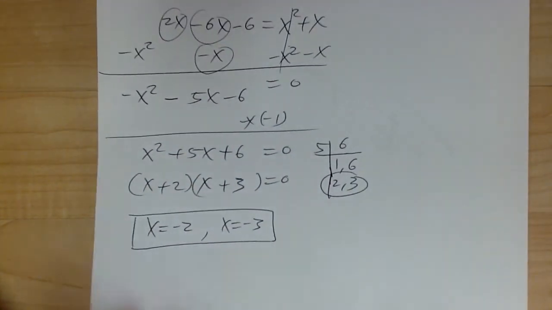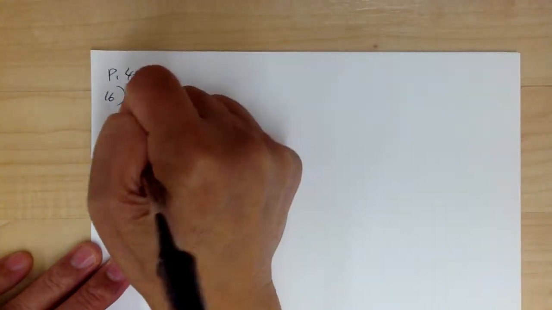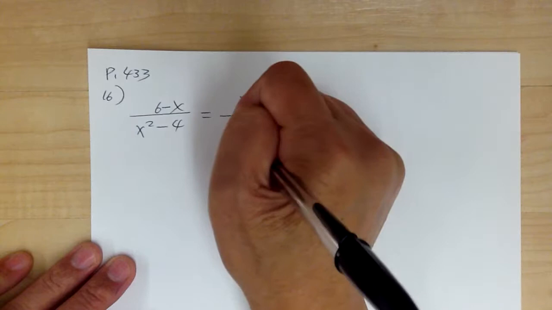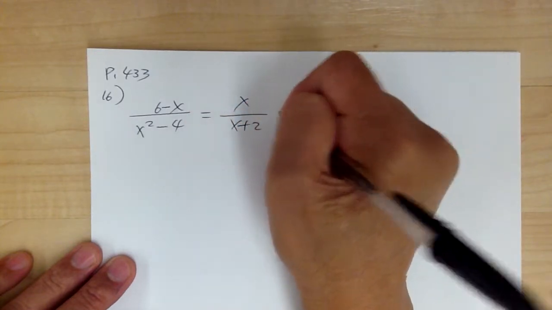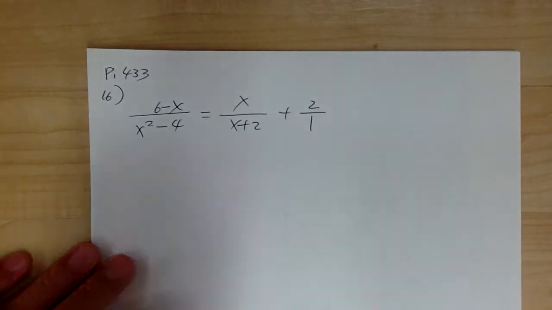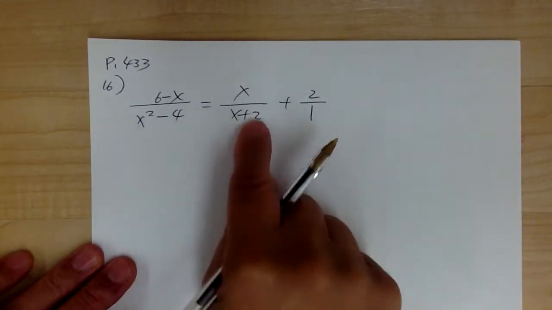Okay, let's go to 16. You have 6 minus x over x squared minus 4 equal to x over x plus 2 plus 2. I'm going to put 2 over 1. Okay, now before you get LCD, if you get LCD for both, you're going to end up with a big mess. So you don't want to do that.